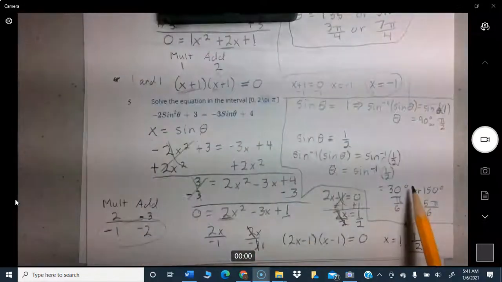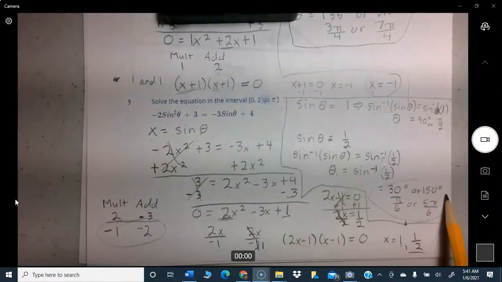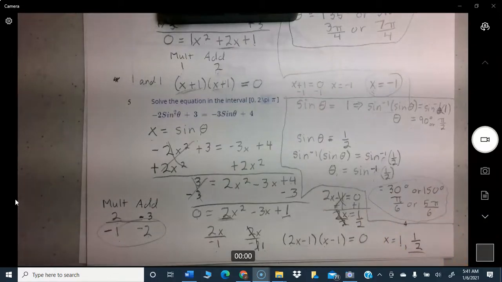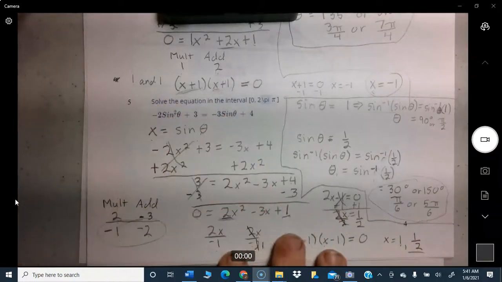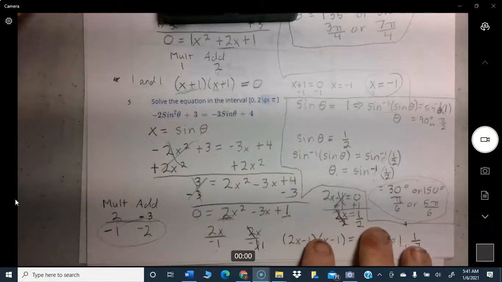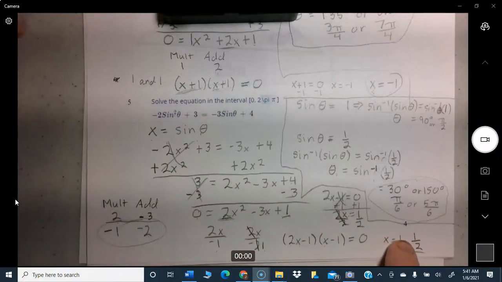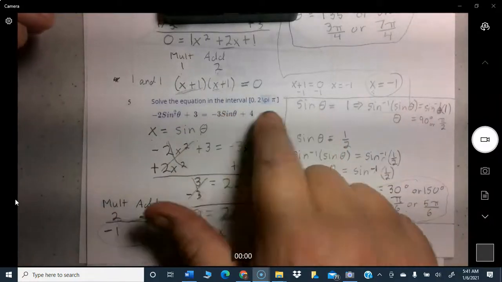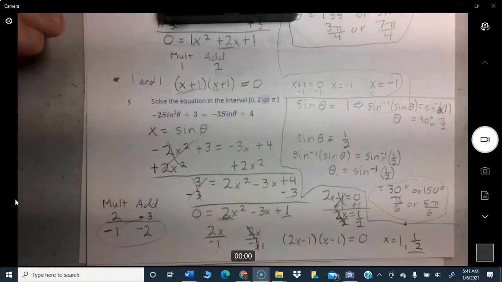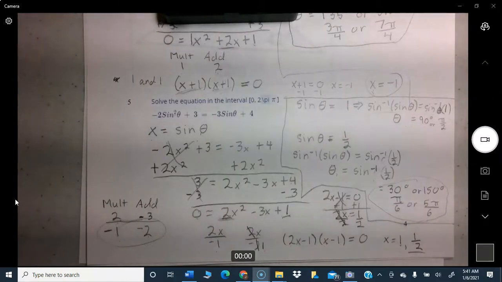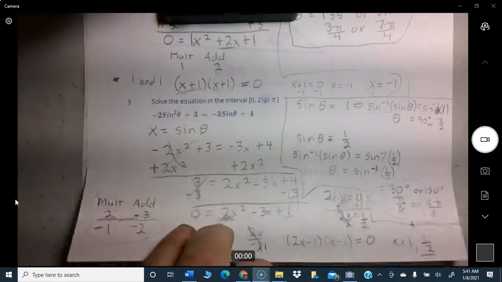Okay, so there's the answer. That's the answer to this problem right here. Okay, a lot of work. Yeah, it was a lot of work. So just remember, break it into the algebra part, the type of stuff we did 2 months ago to get x. And then once you have x, you just substitute back in sine. So sine theta equals 1, sine theta equals 1/2, and you figure out what the inverse sines of those two numbers are, and you're done. Okay, let's keep going.